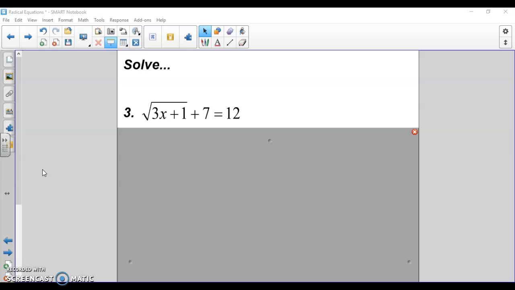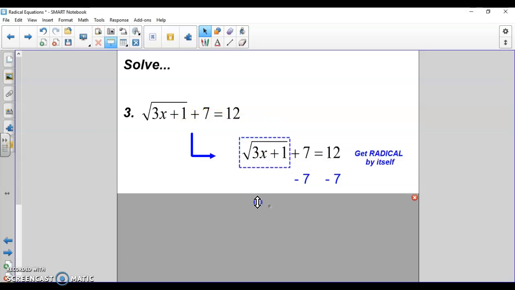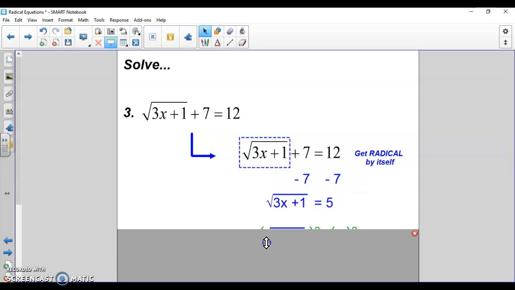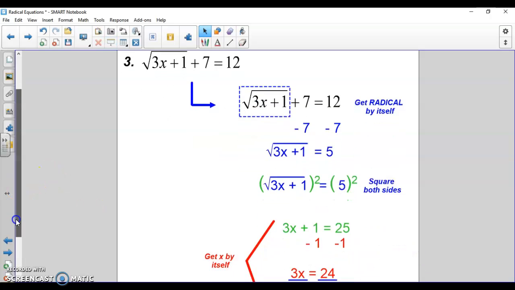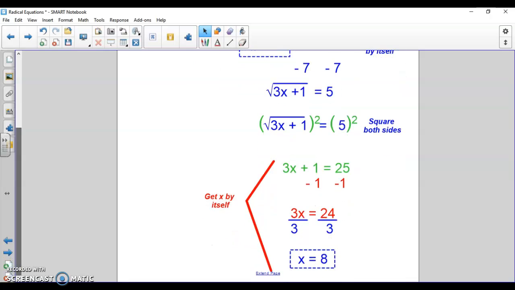All right, next one. We got a little bit of work to go before we get the radical by itself, just a little bit. Notice we have this plus 7 that's not underneath the radical, so we got to get that out of there first. We got to get the radical by itself, so we subtract 7 first. Now we square both sides. So once that happens, we get 3x plus 1 again equals 25. Subtract 1, divide by 3, we get x equals 8. All we're doing is getting x by itself here.